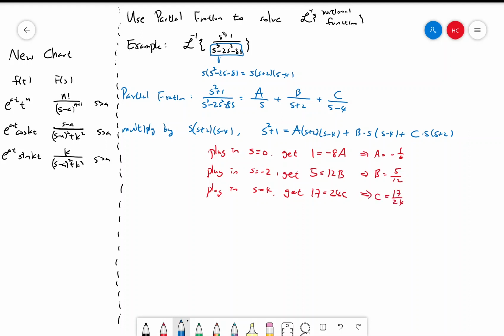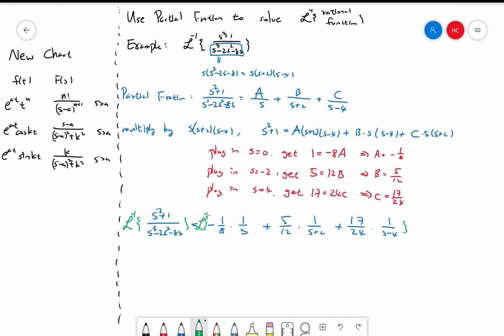So this tells you that the original fraction is equal to negative 1/8, that's A, times 1 over s, plus 5 over 12, that's B, times 1 over s plus 2, plus 17 over 24, that's C, times 1 over s minus 4. If we want to find the inverse Laplace transform of the original fraction, it's the inverse Laplace transform of the three terms. Because it's linear, the coefficients stay.